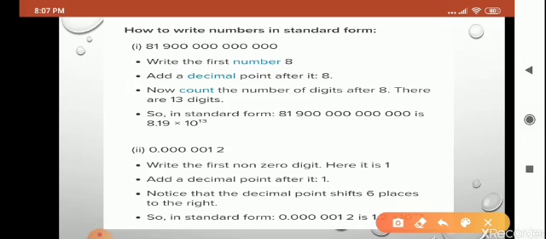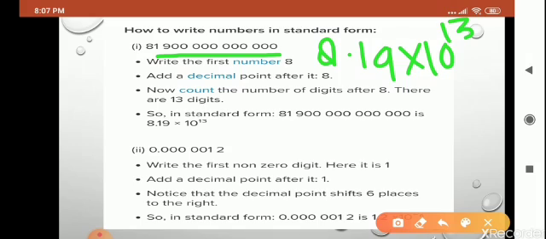First of all we write the first digit, 8, then add a decimal point after it. Now count the number of digits after it. Here the digits are 1900000000000, and after counting we get 13 digits. So in standard form we write this number as 8.19 into 10 to the power 13.